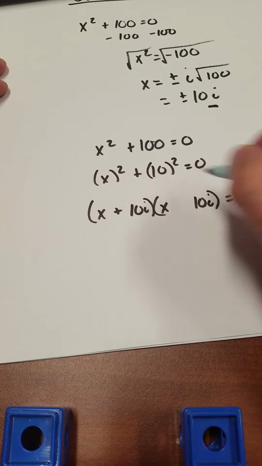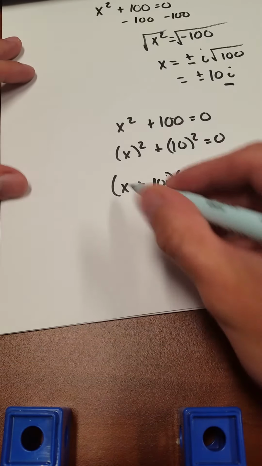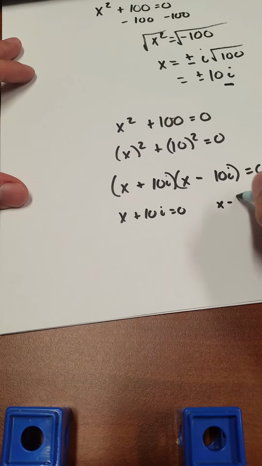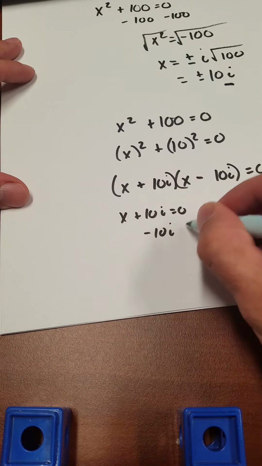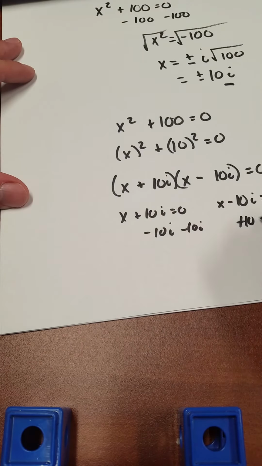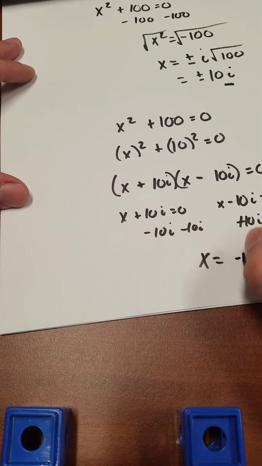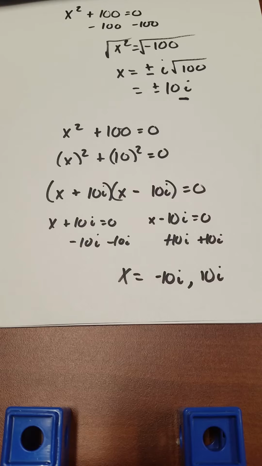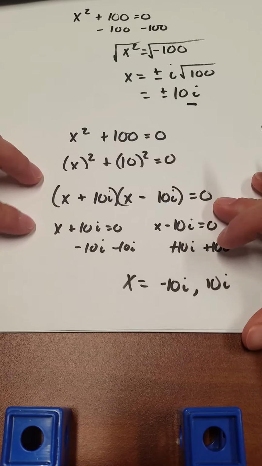Now, you put down opposite signs, plus 10i, minus 10i. Okay? Set each one of them equal to 0, x plus 10i equals 0, x minus 10i equals 0. Solve it. Subtract 10i, add 10i. X equals negative 10i and positive 10i, which is what we found to be our solution from up here. Okay, so same exact thing. It's just by solving by factoring.